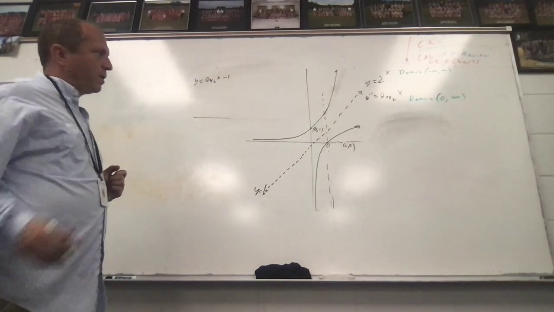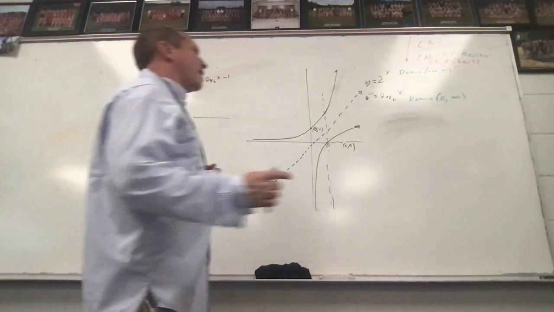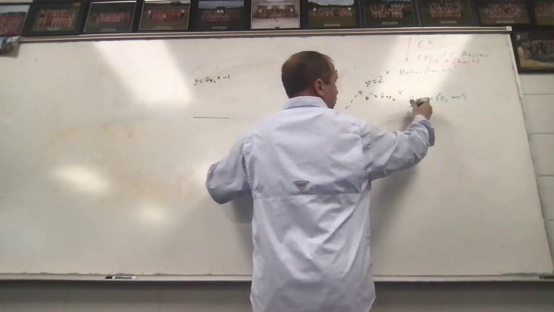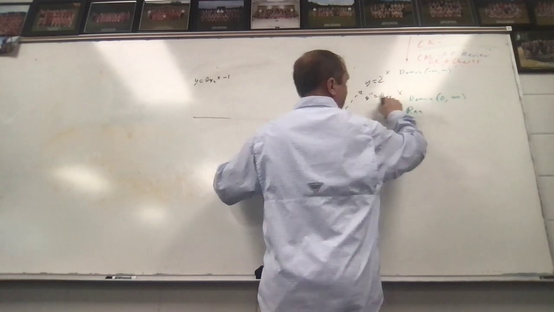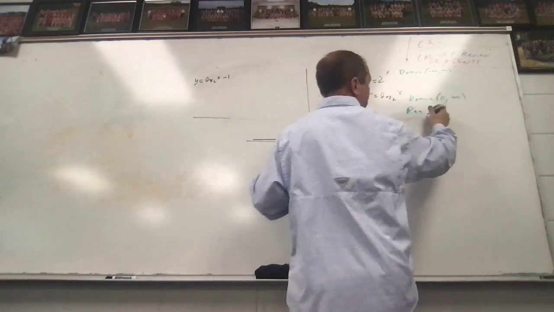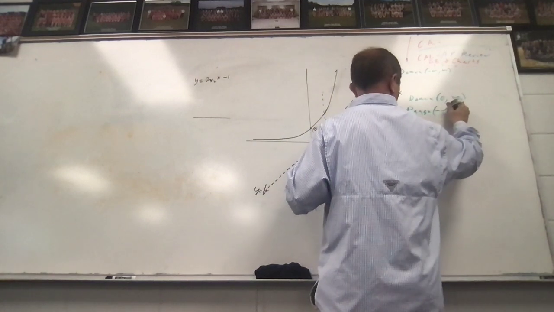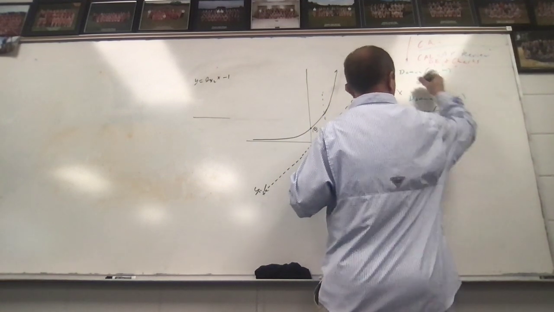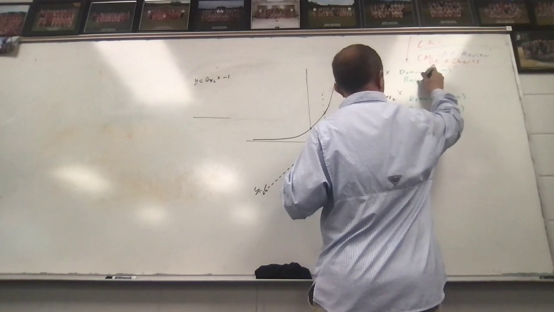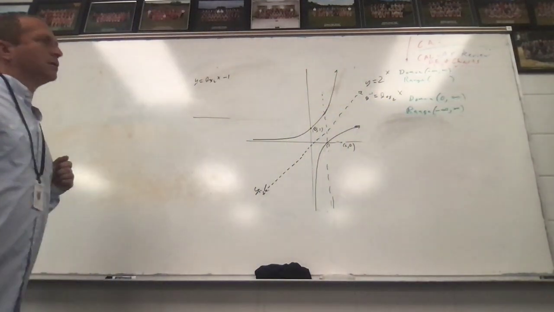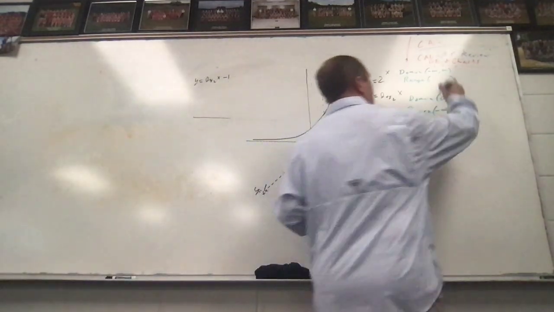Now, we talked about this with inverses. The domain of one function is equal to the range of the other function. So the range of this log base 2 of x is negative infinity to infinity. And the range of y equals 2 to the x would be what? 0 to infinity. Is there a question about that?